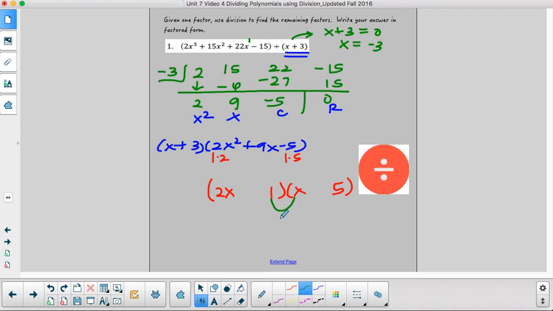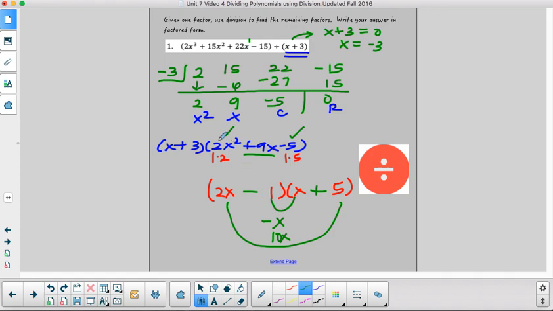I take 1 times x gives me x, and 2x times 5 gives me 10x. With those two, can I add or subtract in any way to get to 9x? Yes, if this is negative. So that means when I multiply these two, this is negative and this is positive. And then you always check. Okay, 2x times x, does that give you 2x squared? Yes. Negative 1 times 5, does that give me negative 5? Yes. And then we check these two, and when I add, I get 9.